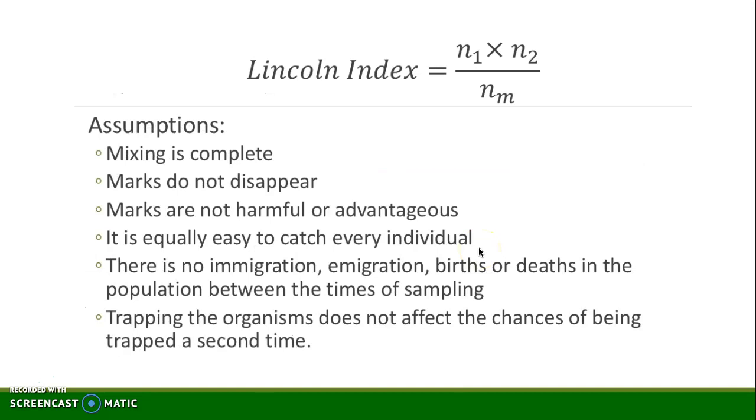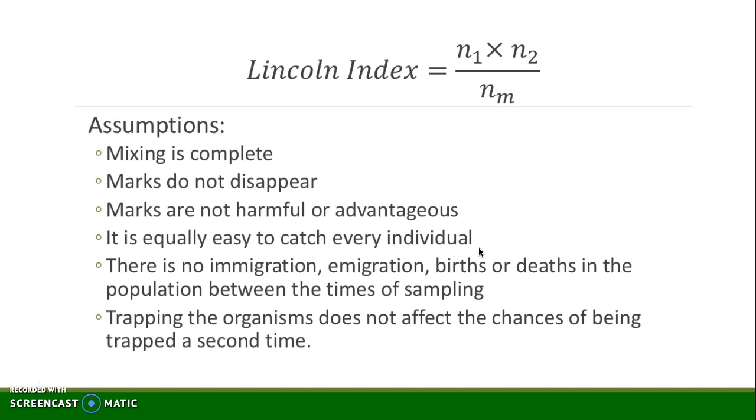Of course, all of these calculations have some limitations. This is looking at some of the assumptions of the Lincoln Index. Some of these assumptions are a little bit less realistic than others. One is we assume complete mixing. That means if we release the organisms, they're not going to be shunned by their peers. They'll be able to go back into the community and behave normally.